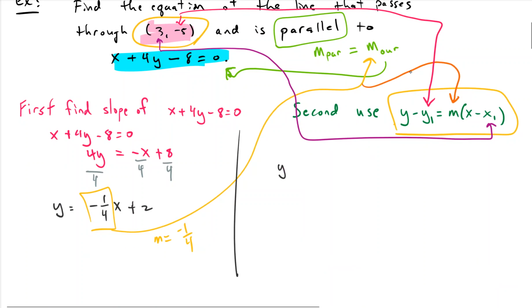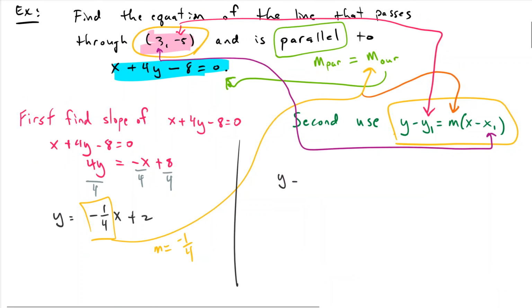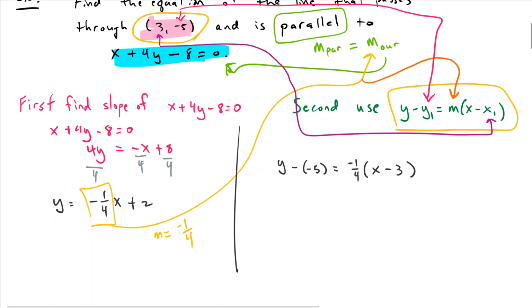So we have y minus, now our y1 we said was negative 5, our slope is negative 1/4, and we have x minus our x1, which we said was, tracing that purple line back, 3. So now we simplify this. We can take the negative 1/4 in here and in here. What does that give us? y plus 5 equals negative 1/4 x plus a positive 3/4.